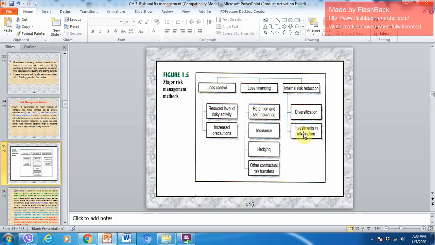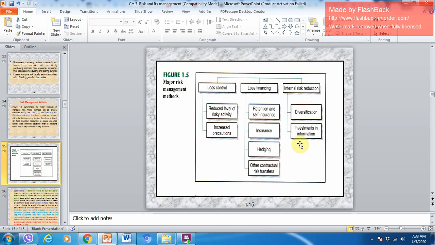Various companies are available who can gather the data for the business. Various international firms conduct surveys and gather customized data for businesses. So by investing in information, risk also can be decreased. So these are the two methods we discussed under internal risk reduction. The first one is diversification and the second one is investment in information.